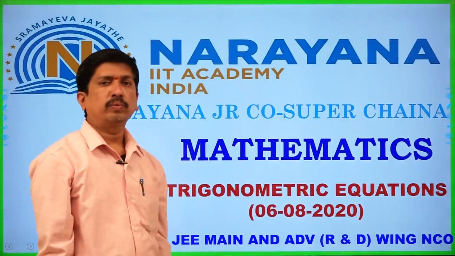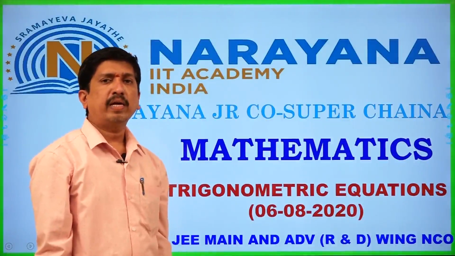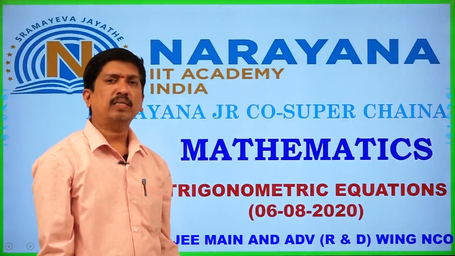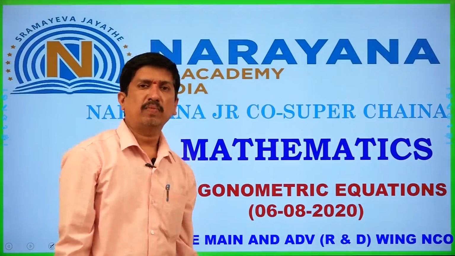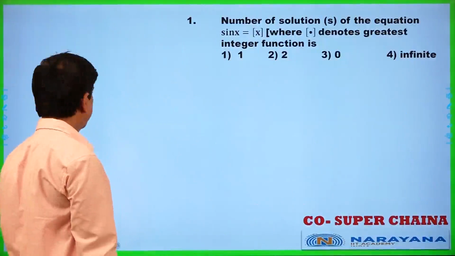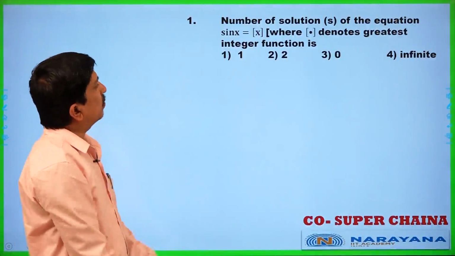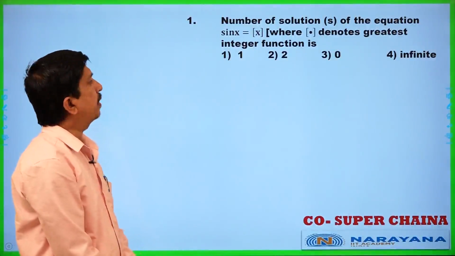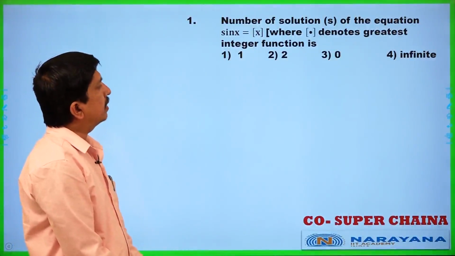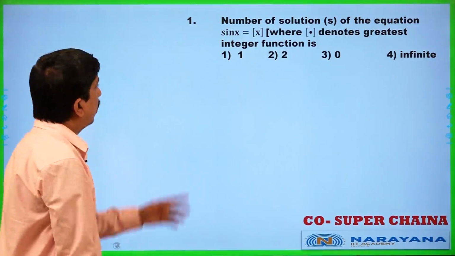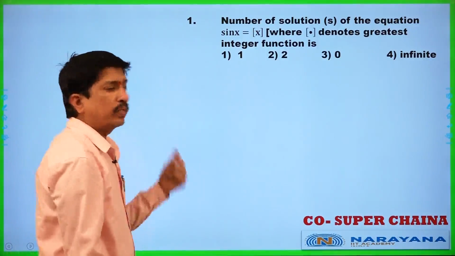Today we are going to solve trigonometric equations by using graphs and some other problems. Let us move to the first question. Number of solutions of the equation sin x equal to [x], where [x] denotes the greatest integer function. Now we have to find the number of solutions.